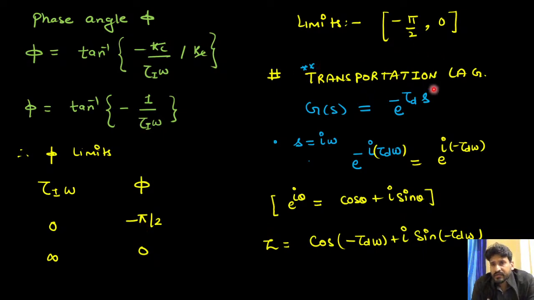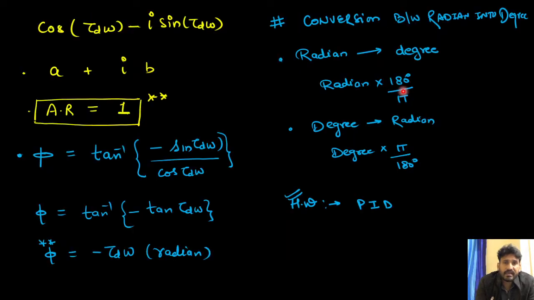Very, very important for the transportation lag. For the transportation lag, remember guys, it is very important that the amplitude ratio is 1. Remember this, the amplitude ratio is 1 for the transportation lag. And phi is minus τd ω, and remember this value is in radians. We have two terms, one is radian and one is degree. Radian is simply a number and degree is like 60 degree, 30 degree.